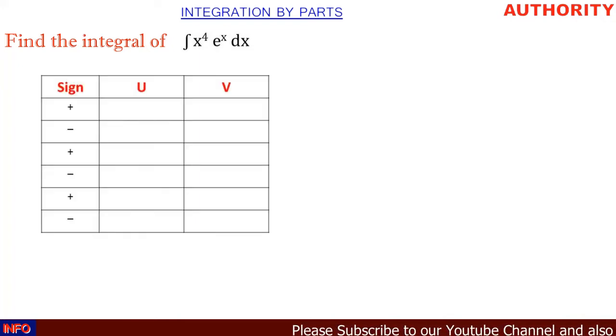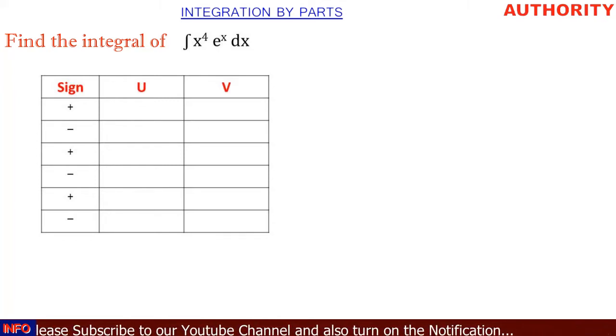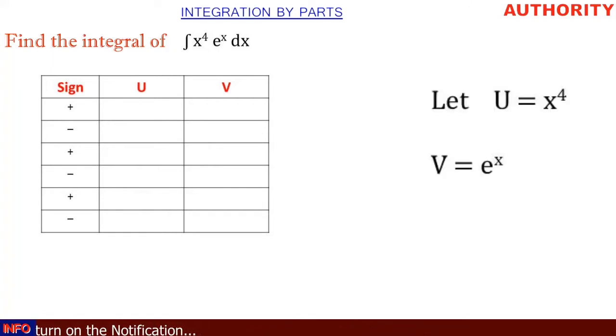Look at this table very well. In the first column, we're going to have sign. The second column, we're going to have u. And then the third column, we're going to have v. So in the function that is given to us, integral of x raised to power 4 e raised to power x dx, we're going to call x raised to power 4 our u, and then e raised to power x, we're going to call it our v.